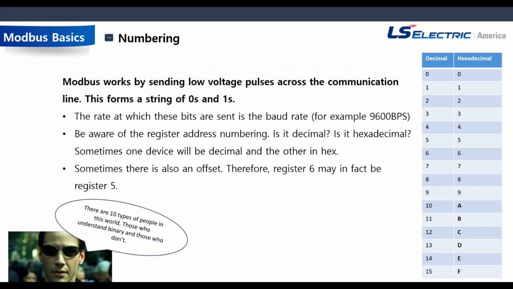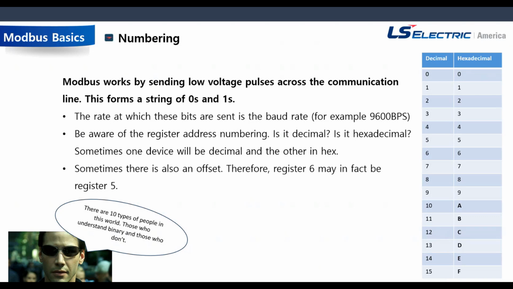Also, another common thing that we need to explain to people, or refer them to some kind of guide, is the numbering scheme for Modbus. First off, Modbus works with a bunch of zeros and ones, so it's binary. There are low voltage pulses across the communication line: on is 1, off is 0. Voltage on, voltage off. We're sending a long string of numbers. The rate at which these zeros and ones, which are bits, are sent is the baud rate. If you ever hear 9600 bps, 11.5, 19.2, that's bits per second. That's your baud rate, and that's important to be aware of.